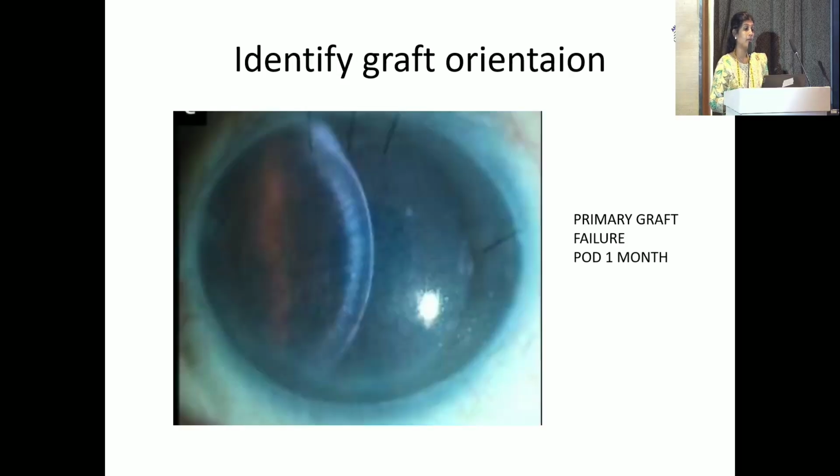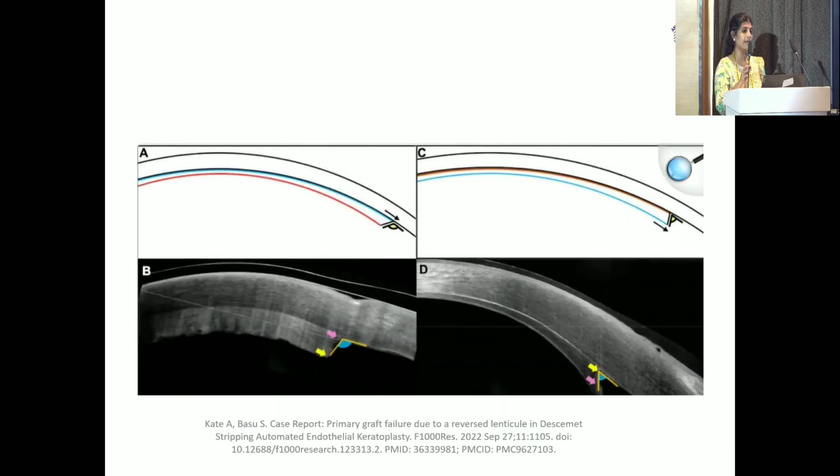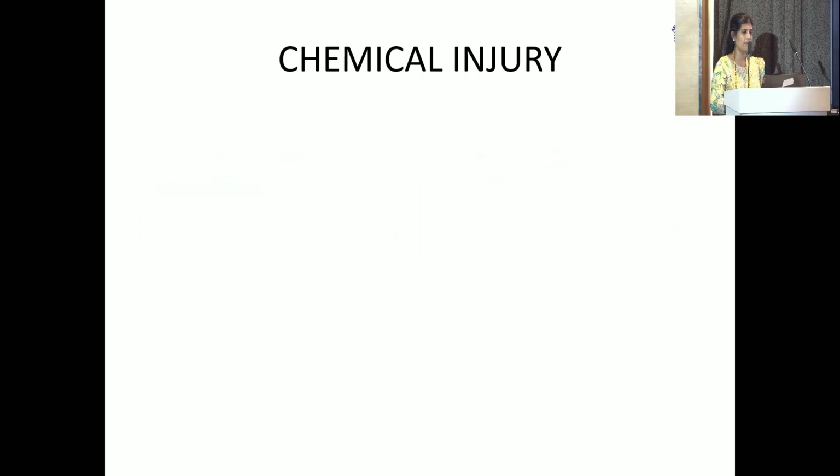In order to measure the outcome of the surgery, this is a case of post-DSAEK which came to us with primary graft failure at post-operative one month. On doing an AS-OCT, what we found was there was a reversal of the graft. So on doing the AS-OCT post graft, post DSAEK surgery, the proper orientation of the graft is very important. As you see on the left side, where there is an acute angle and the endothelium side is longer than the epithelium side, this is the proper orientation.